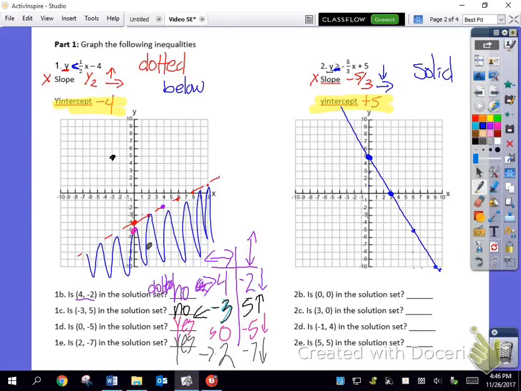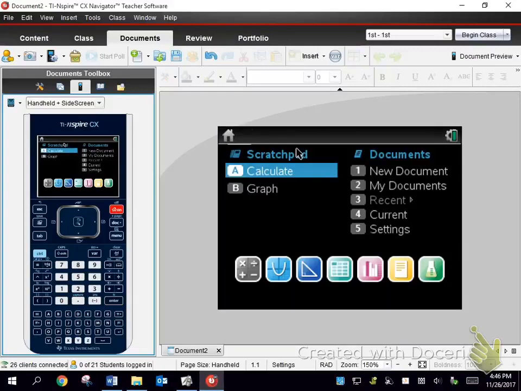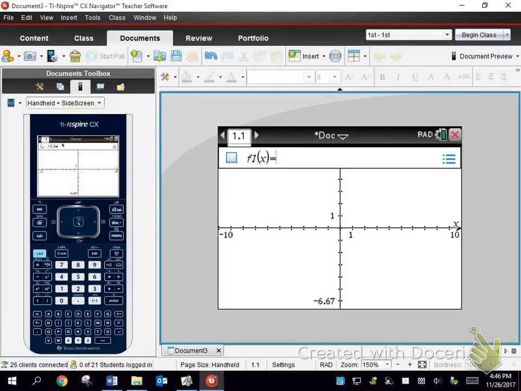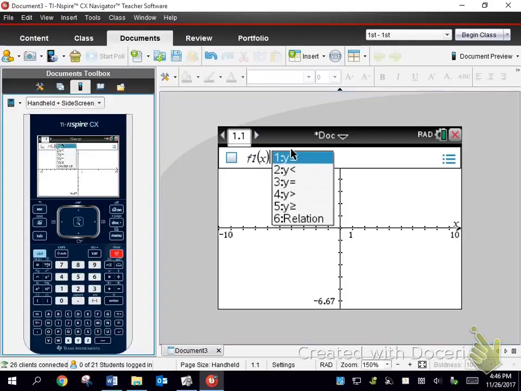Okay, and it says that it is greater than, so since it's greater than, it should go above. Okay, now I'm going to go and check it. This time, we're going to graph like we should have done before with the inequality. So you know you have to get rid of that inequality. You want the greater than or equal to, so that would be number 5.